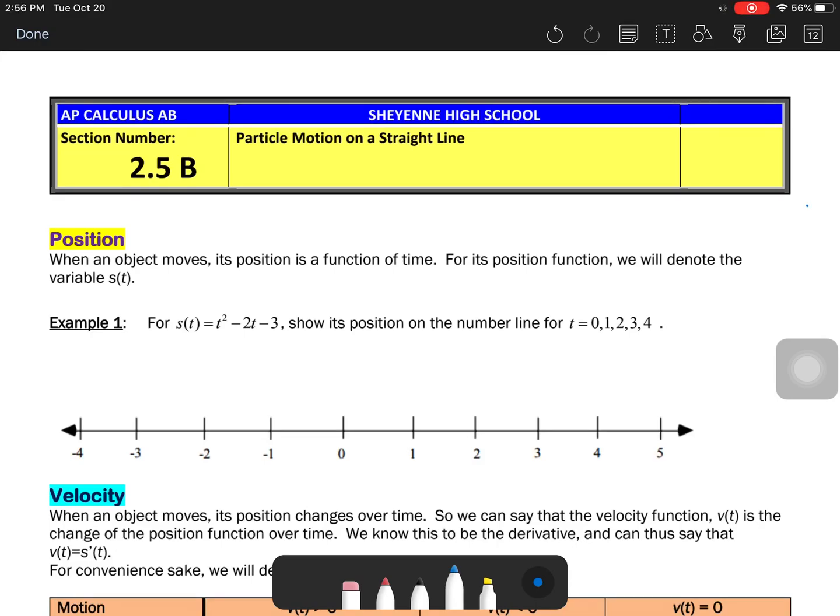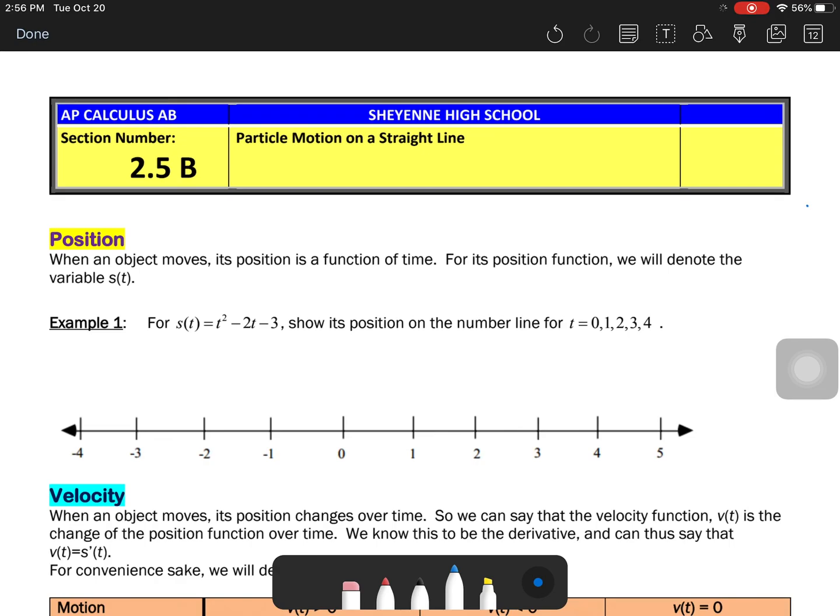Hey APL class, we are going to take a look at the notes for particle motion on a straight line, so I'm calling this one 2.5b. We're going to explore the relationship between a position function, velocity, and then acceleration. We're talking about straight line motion, so that's either horizontal motion or vertical motion. We're just assuming it's moving up and down or left and right. They'll state that in the problem.